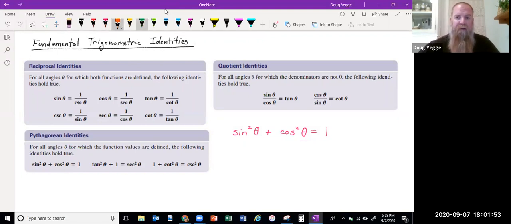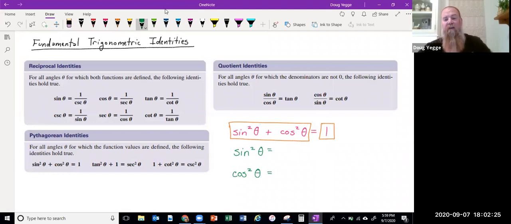But if we see sine squared theta plus cosine squared theta in some expression, then I can automatically replace it with 1. These two expressions are equivalent to each other. So one thing that we can do, though, is manipulate this in order to isolate sine squared theta or cosine squared theta separately.